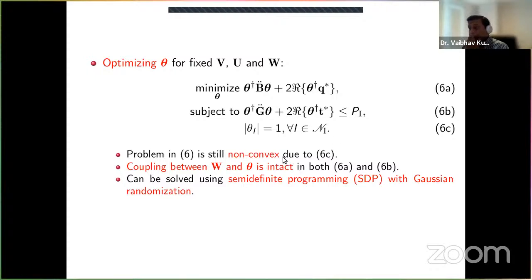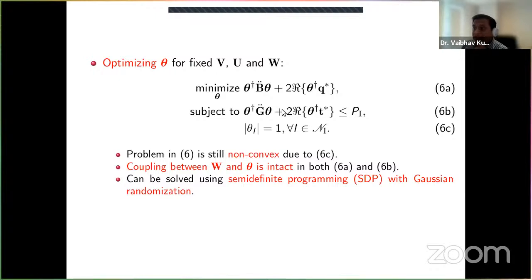Once you optimize W, you optimize theta, and now V and U can be done in closed form. That is given in that paper. This is how they repetitively keep doing this, optimizing W and theta, fixing one and optimizing the other. Again, if you see this B double dot and G double dot, I have not written them in here, but they are basically functions of, again, W and theta. The coupling is still there in the objective as well as the constraint.